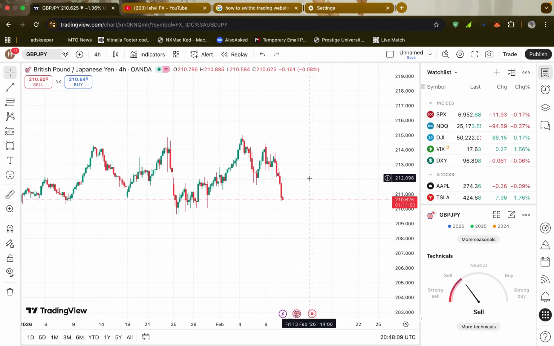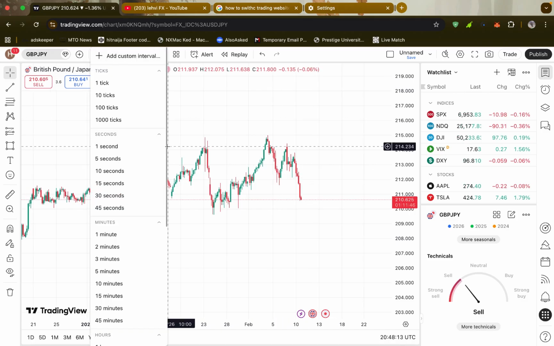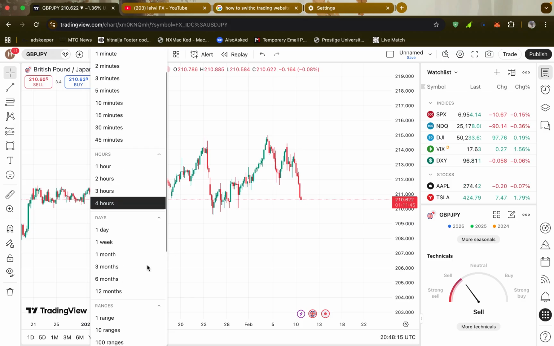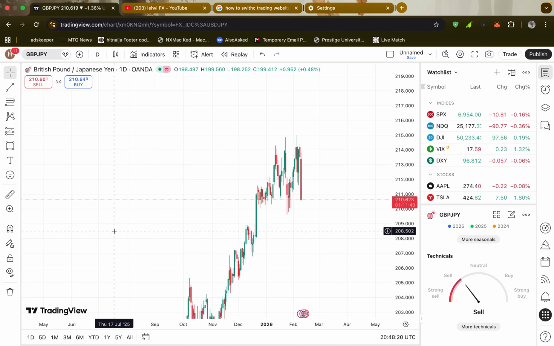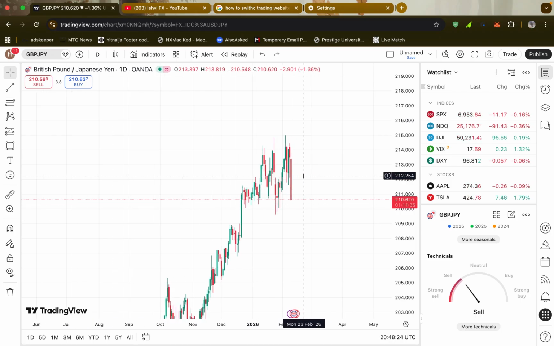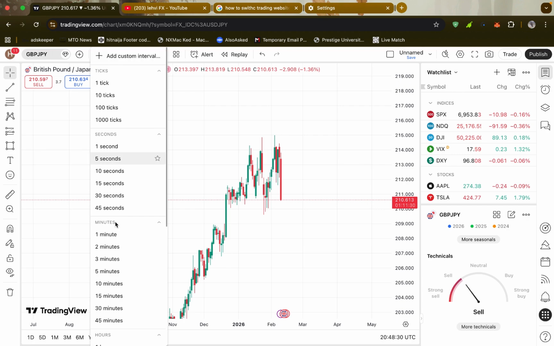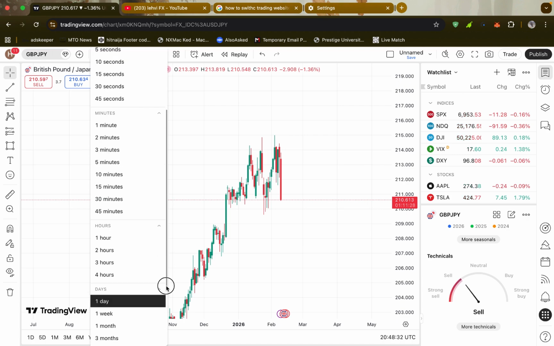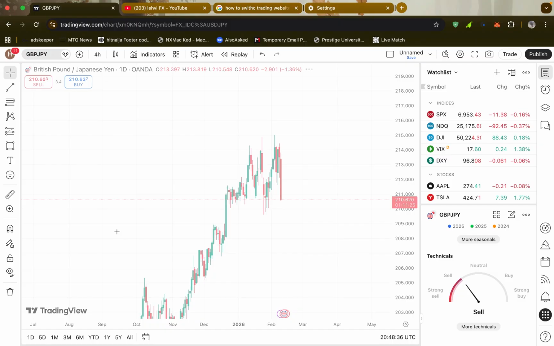You can see that from the daily time frame, let me go back to the daily time frame, you see that there's this very strong bearish movement. You can see this big red candle that dropped from the very top to this very low. So now we'll go back to the 4 hours time frame to see the key levels.